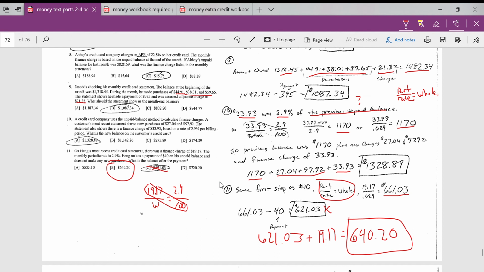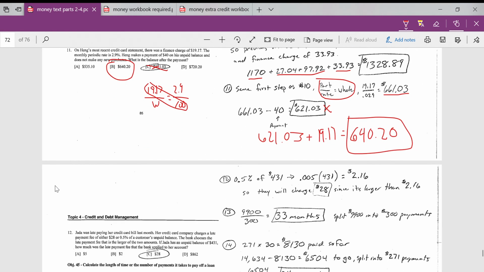Okay, and so again, I didn't finish the problem. I had done the same first step as up here. That's correct. Okay. Then that's the unpaid balance minus the $40 of payment, but there was this $19.17 finance charge that we had to add on to that. So the actual answer here would be $640.20. Okay. So again, if there's a question on that one, let me know.